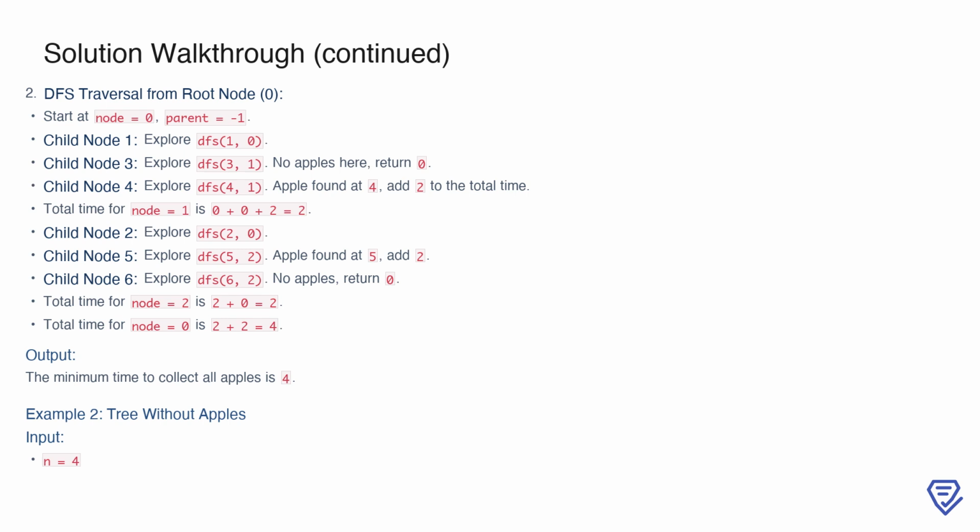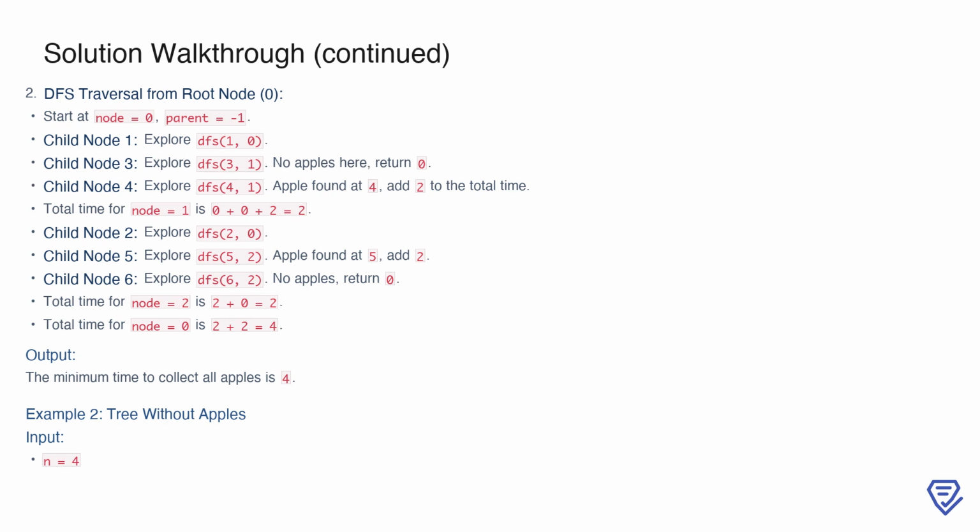From node 0, we first explore its child, node 1. At node 1, we further traverse its children. Node 3 does not have an apple, so it contributes no time. However, node 4 does contain an apple, so we add 2 to the total time for the round trip. This gives a cumulative time of 2 for node 1.